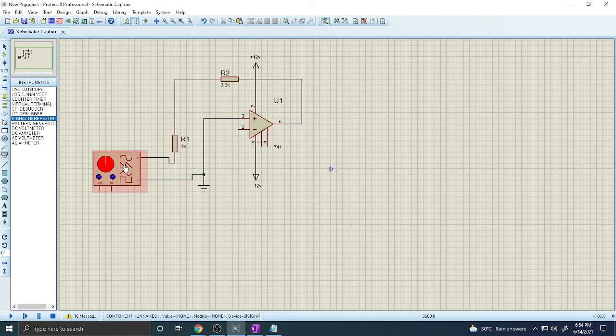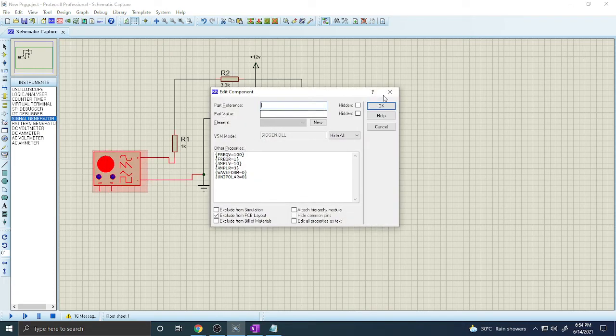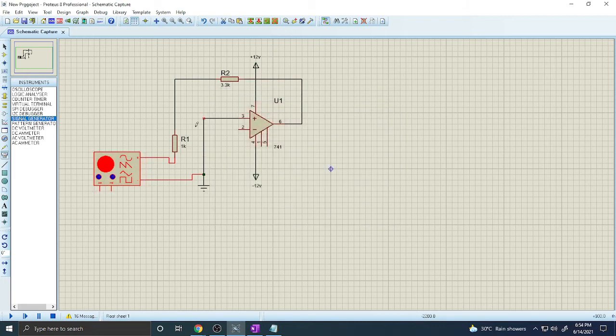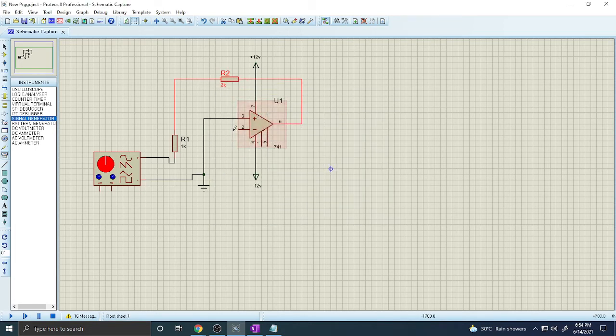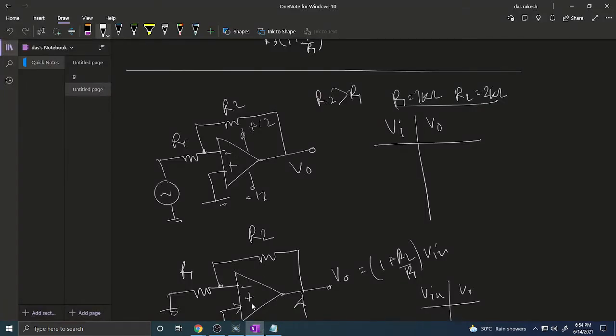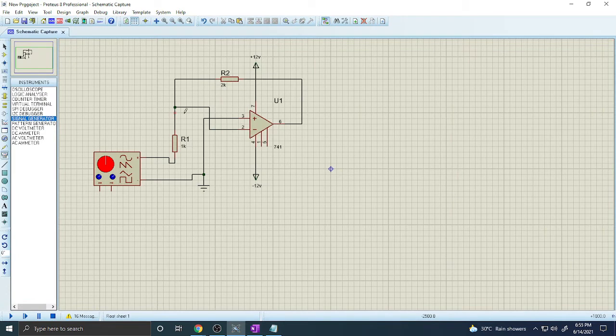These are the signal generator properties, and the gain should be 2, because we consider the gain equal to 2. The inverting terminal is connected from here to here in this diagram, between R1 and R2. Now these are 1K and 2K.